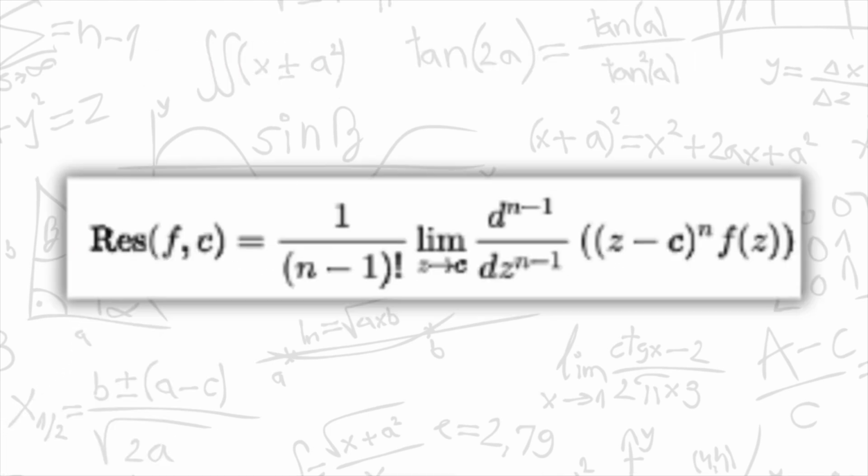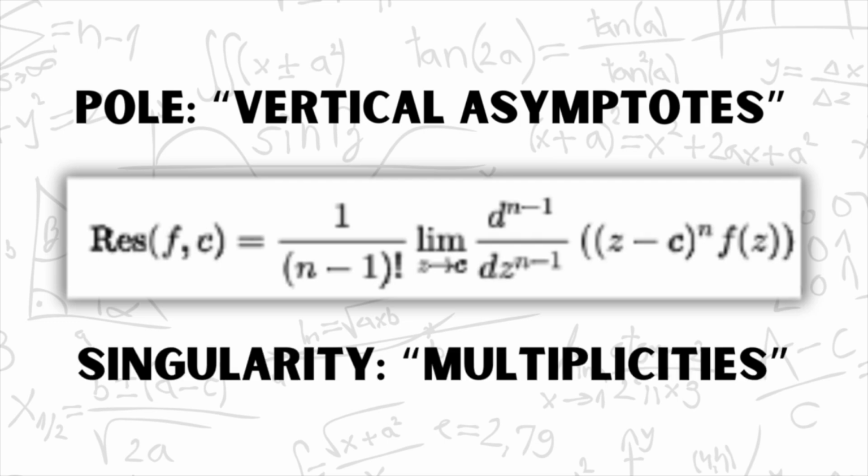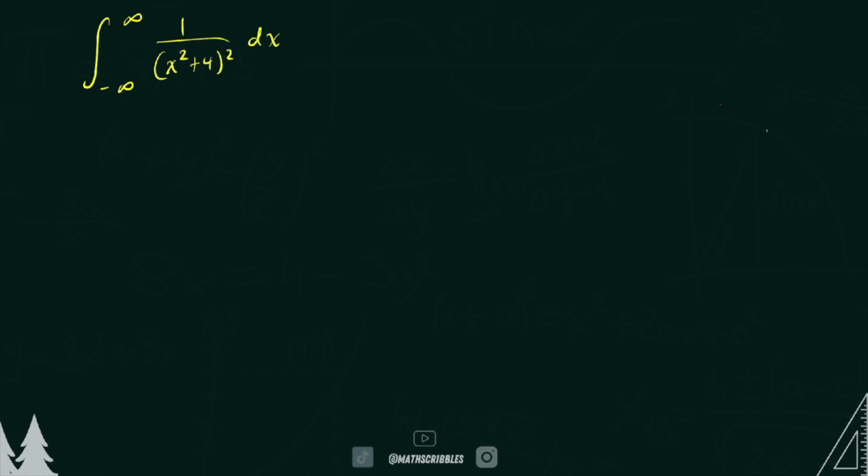the residues. And here's the formula to find the residues of each function, where z is going to be the pole and n is going to be the number of singularities in the function. To simplify, think of the pole as a vertical asymptote of a function, and the singularities are basically their multiplicities. All right, let's get started. Now, just so you know, you can totally solve this using different methods like trig substitution, but I think contour integration makes it really fun.